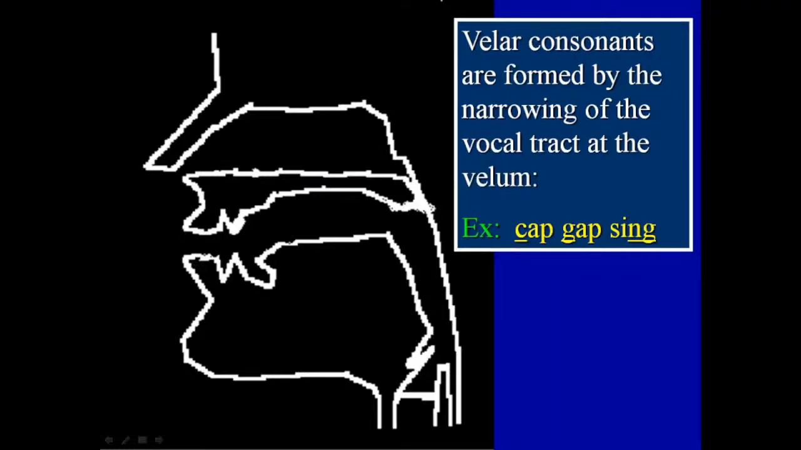Now we can talk about velar consonants. These are formed by the narrowing of the vocal tract at the velum. By the way, the velum, you know that it's called the soft palate. So words that contain these sounds, like the k in cap, there is a velar consonant. The g in gap is a velar consonant, and the ng in sing is a velar nasal. K, g, ng are velar sounds because we raise the back of the tongue towards the soft palate, or the velum.